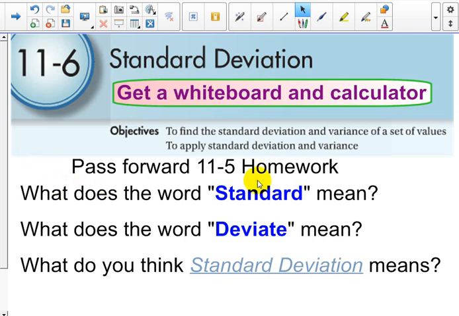So we've already collected the homework, so we're going to go right into Bell. What does the word standard mean? Does anybody have an answer for that? Yes.